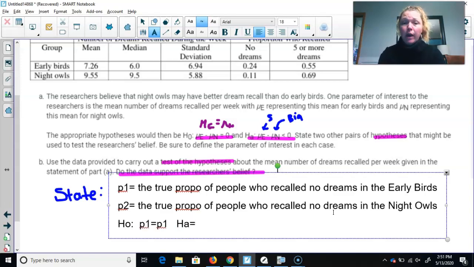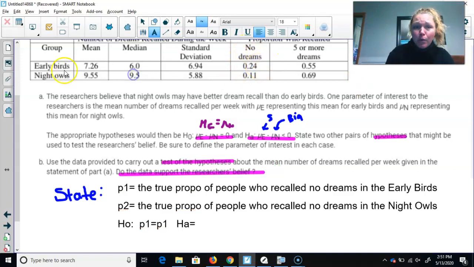And then our HA, okay, what are we interested in? We think that the night owls might recall more, right? Okay, so for the no dreams here though, how would we set that up? In this case, if the night owls recall more, the early birds recall less if we're trying to prove that. So in this case, we are wanting the early birds to have a higher percentage of people who recall no dreams, which would make us have evidence that the night owls recall more, kind of. Hopefully that makes sense to you.